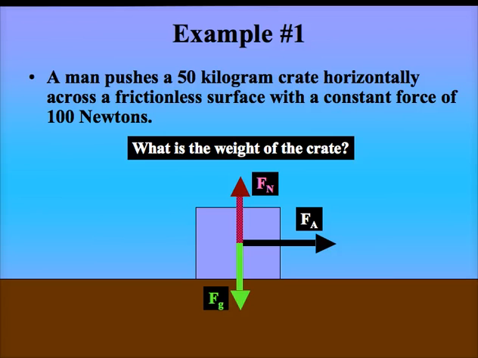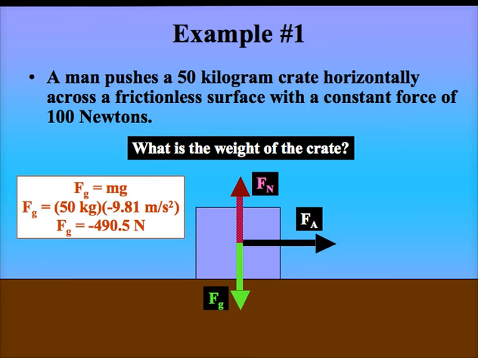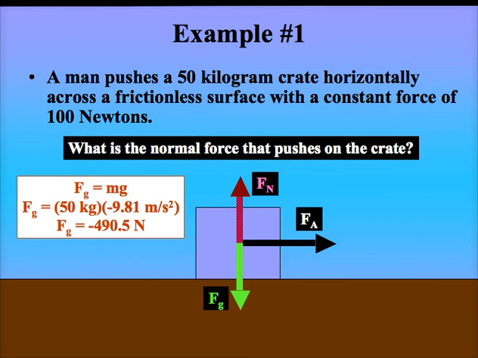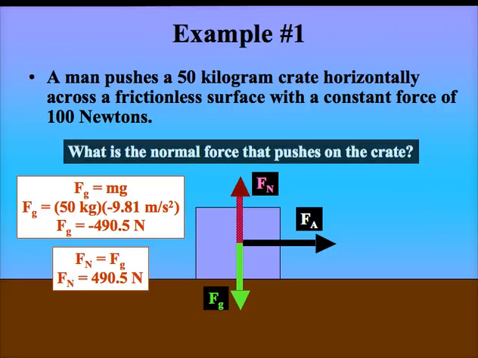What's the weight on the crate? Well, we can calculate it. Weight is simply Fg, which is equal to mg: 50 kilograms times negative 9.81 meters per second squared gives you a weight of negative 490.5 newtons. Note it's negative because it's towards the Earth. What would the normal force be? In this particular case, the normal force is just going to be the inverse of the weight, or positive 490.5, such that the sum of the forces in the y is equal to 0. Unless it's sinking into the ground or floating up off the Earth, usually those two forces are balanced.